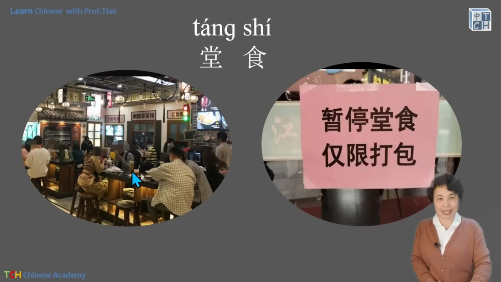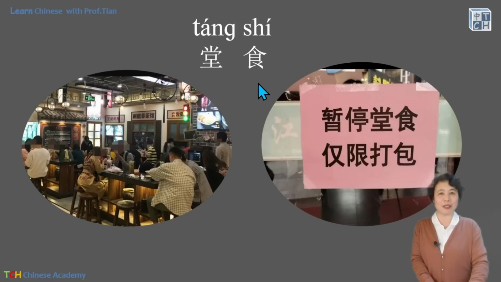are eating inside, so it's called 堂食. And look at this sign. Yeah, we have 堂食 here. So 暂停堂食, that means 堂食 is no longer available. And 仅限 means only 打包. So only, to go. And this sign was often seen during the COVID. There was a period of time during the COVID when 堂食 was not available, was not allowed, and you can only 打包. So this is the sign posted on the window of the restaurant.